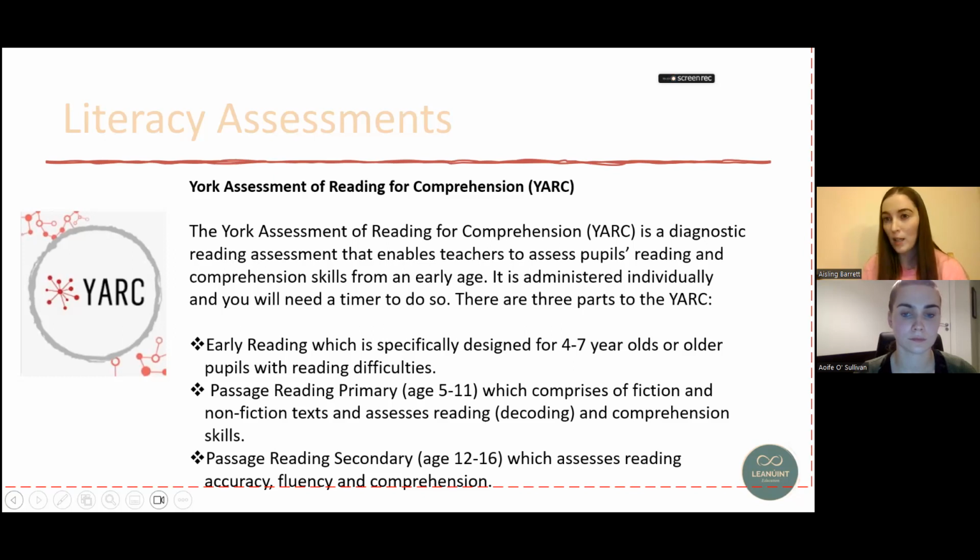Again, I would recommend getting training in the ARC. If you spend some time reading the manual, you would be able to familiarize yourself with it in comparison to other tests. But if it is possible to get training in it, I would. And then there's the passage reading secondary, which for primary school, you'd only be looking at 6th class, because as I said, the passage reading primary goes up as far as 11-year-olds.